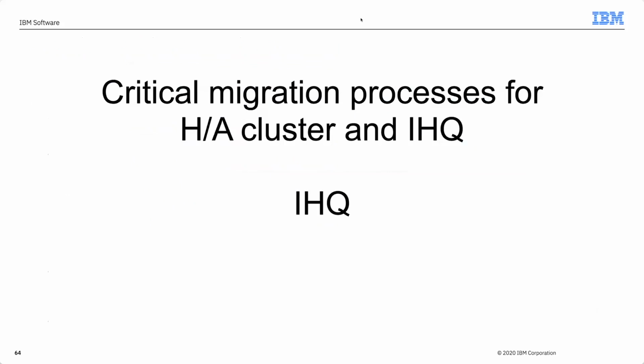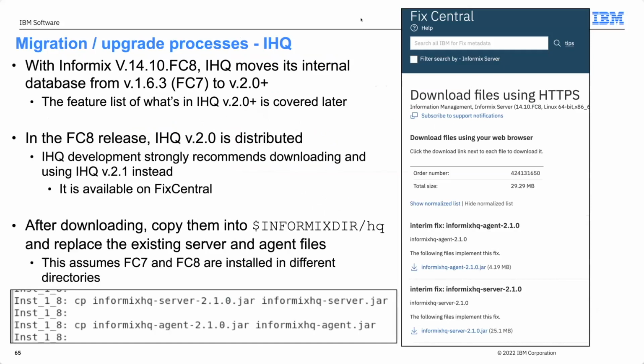As I mentioned, there's also a migration process for IHQ in FC8. It moved from version 1.6 to 2.0 or later. And what IHQ development strongly recommended you do is download the 2.1 version of IHQ from Fix Central and use that as opposed to the 2.0 that was released with FC8. So you can go to Fix Central, download both the server and the agent jar files, and install and use those as opposed to the ones with FC8.